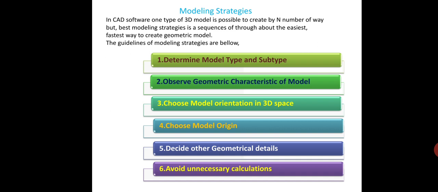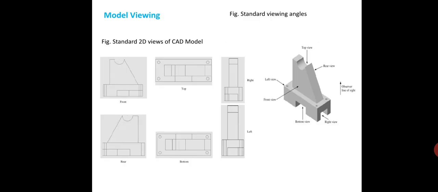While model construction involves the creation of the model database, viewing affects the way the model is displayed on the screen. Now let us see about viewing. Modeling and viewing are interrelated. Views are defined by the various angles from which a model can be observed.